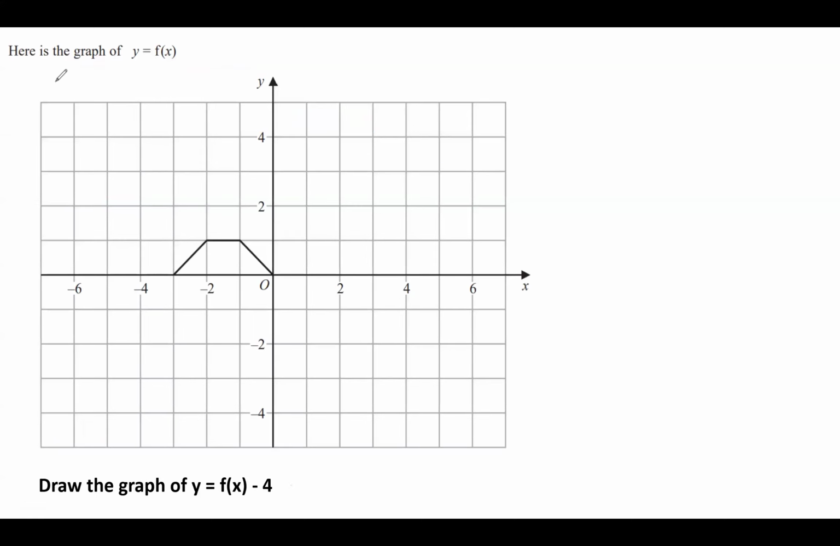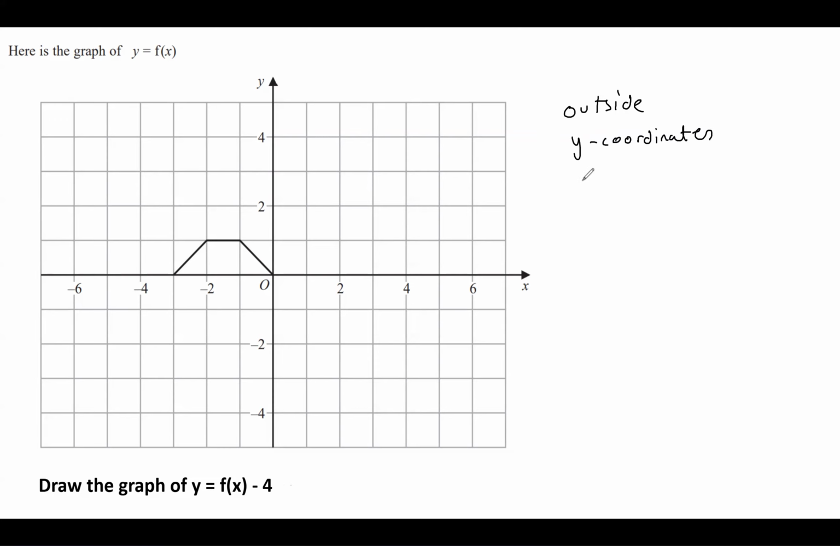Let's have a look at this question. So we've got y is equal to f of x. Now, it says draw the graph of y is equal to f of x minus 4. Now, this time the transformation is on the outside. So outside, it's going to affect the y coordinates.